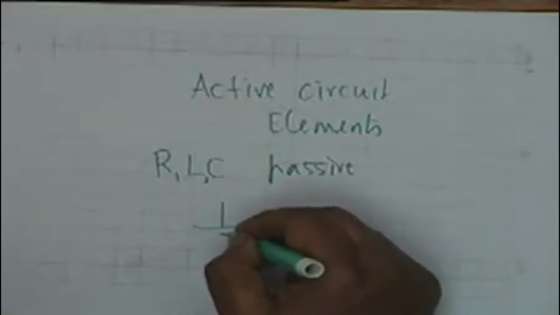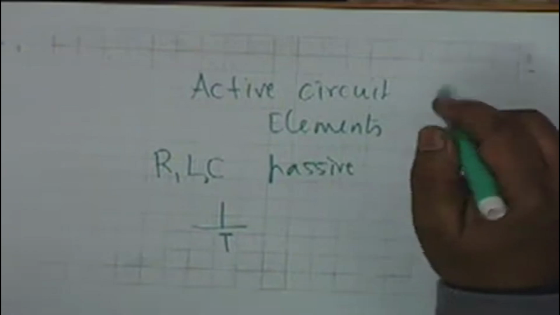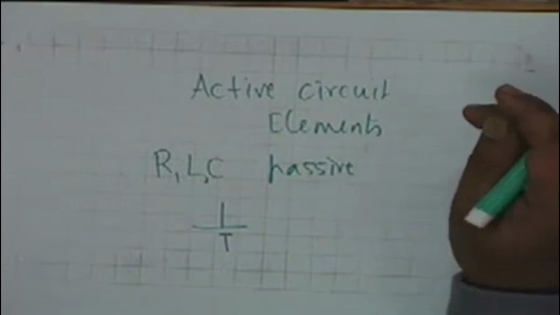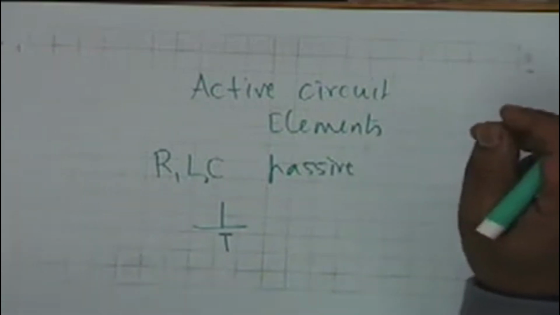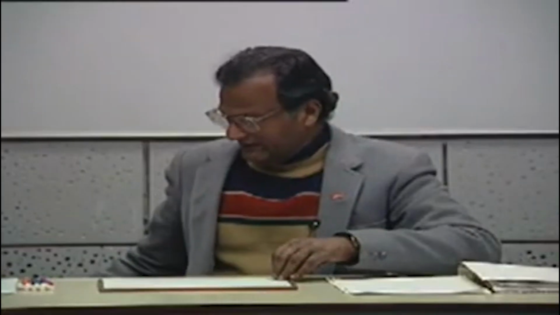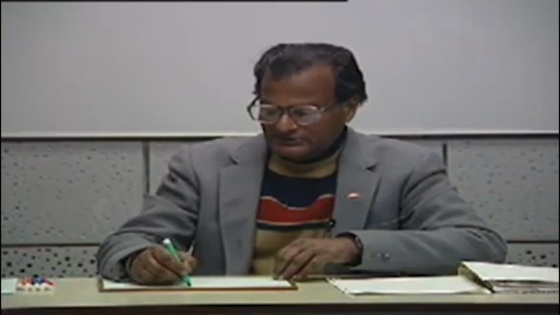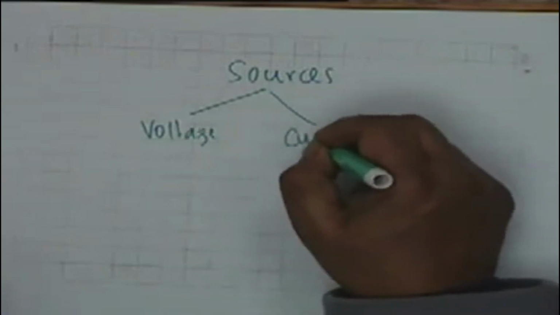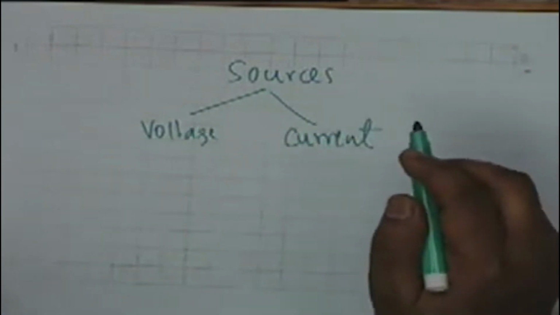On the other hand, an active device is one which can generate energy. A battery, for example, is an active device. A rotary converter or an electromagnetic generator, a rotating electrical machine which generates electrical energy, is a generator. Now, there are two kinds of active circuit elements that we shall basically be concerned with: voltage sources and current sources.